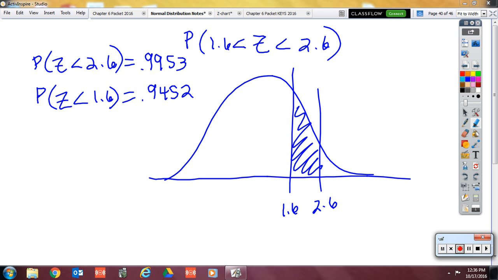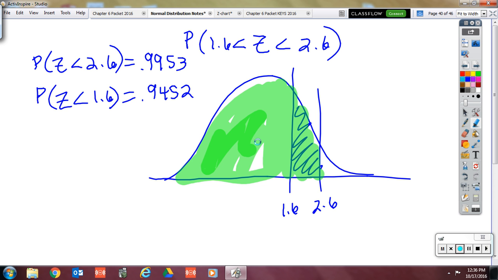So what do we need to get first? You cannot go 2.6 minus 1.6, and that's 1, and find the area below 1, or whatever. No. Don't subtract the z-scores, subtract the areas. So come here and find that area below 2.6, and once you find that area below 2.6, then what are you going to subtract?